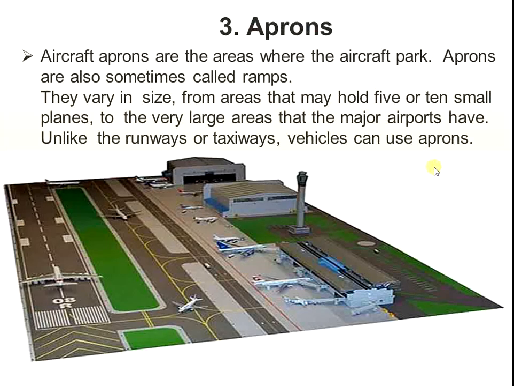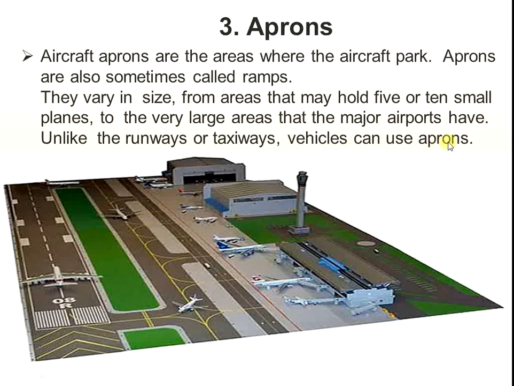The third one is the aprons. The aircraft aprons are the areas where the aircraft park. The aprons are nothing but the parking of the aircraft. The aprons are also sometimes called the ramps. They vary in size from areas that may hold 5 or 10 small planes to the large areas that major airports have. Unlike the runways or taxiways, vehicles can use aprons.